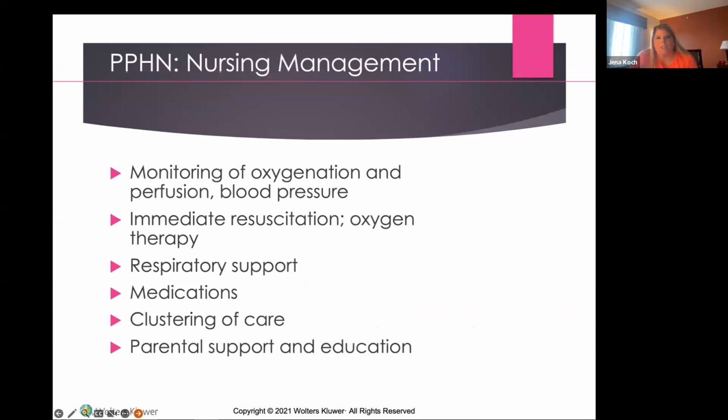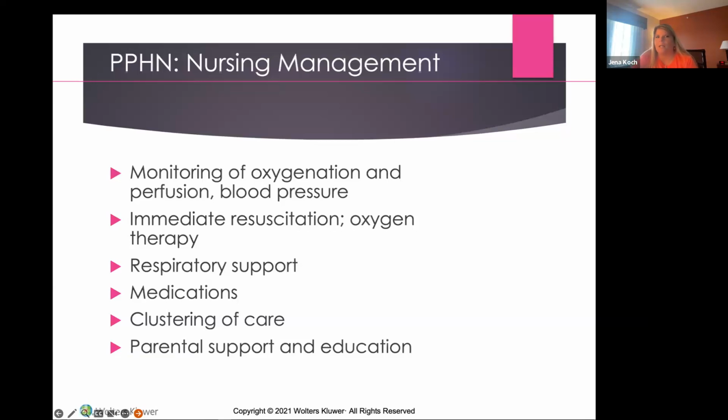So monitoring oxygenation, perfusion, blood pressure also, oxygen therapy, respiratory support, medications. Anybody know what medication they give for PPHN? I'll take the generic name or the brand name. One starts with an S, one starts with a V. Sildenafil or Viagra is what they'll give for PPHN.